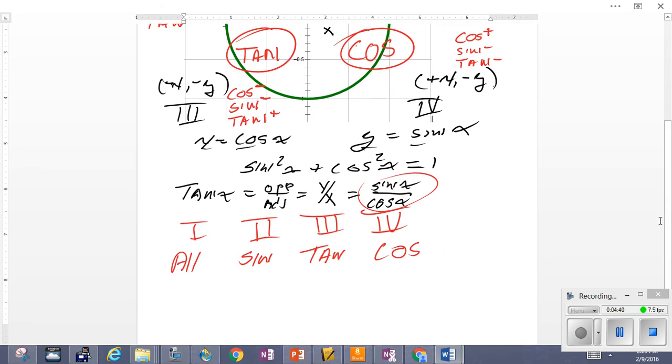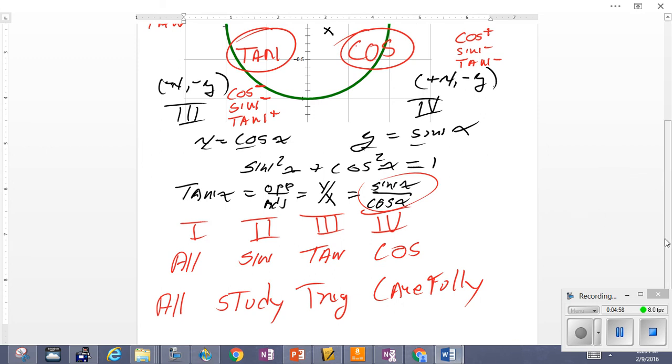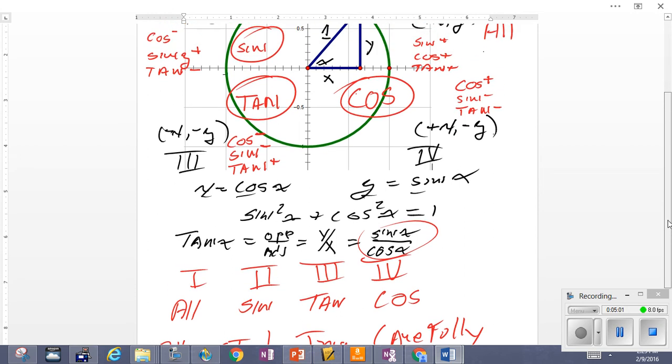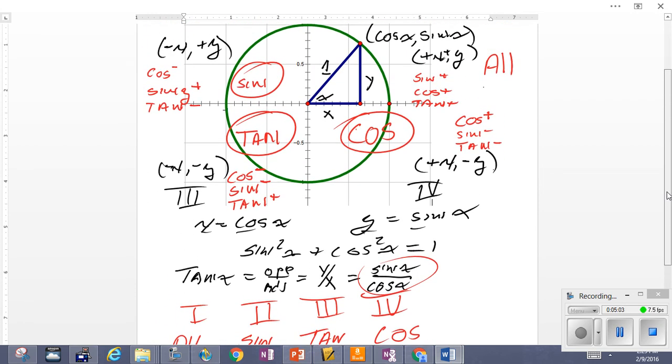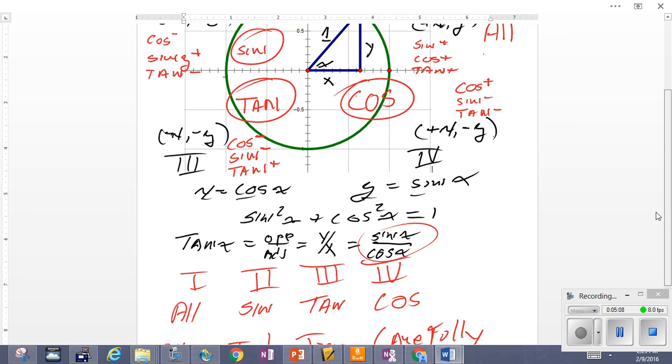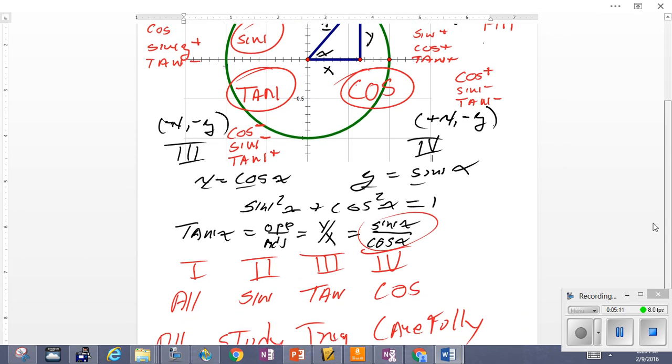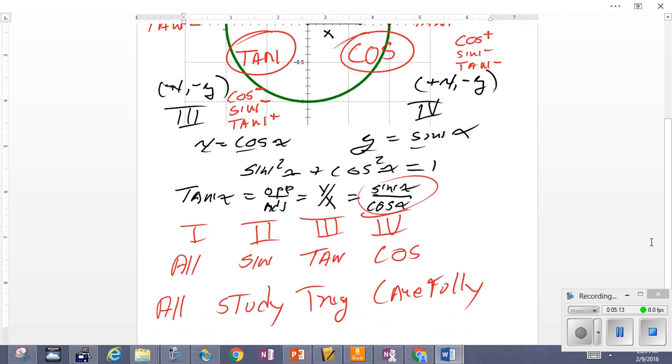So as a little mnemonic, we will say: all study trig carefully. And that would show you in which quadrant each of those angle sweeps, each of those values are going to be positive and or negative. And of course, we'll go in the next video and describe the kind of problems we're going to face with there. But just remember, all study trig carefully.